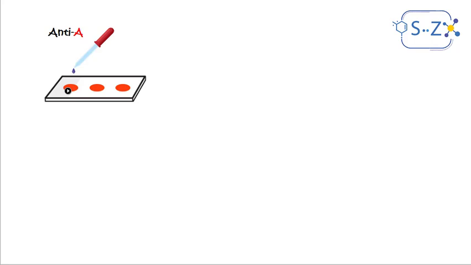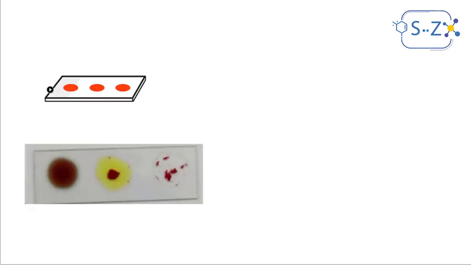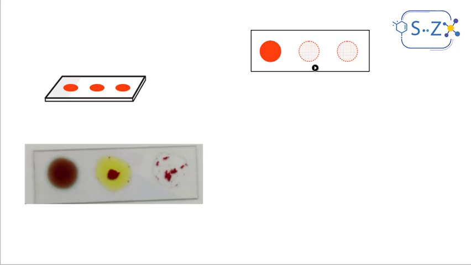Okay, another application. Also, we have a slide and we add to it 3 drops of blood. The first drop anti-A, the second drop anti-B, and the final drop anti-D. The result: the first drop has a different aspect than the other 2 drops. Now, from what we learned in the first application, in which drops do we see agglutination? Yes, of course, in drops 2 and 3. The first drop, the blood is still the same, no change, but in 2 and 3, where we added anti-B and anti-D, there is agglutination.